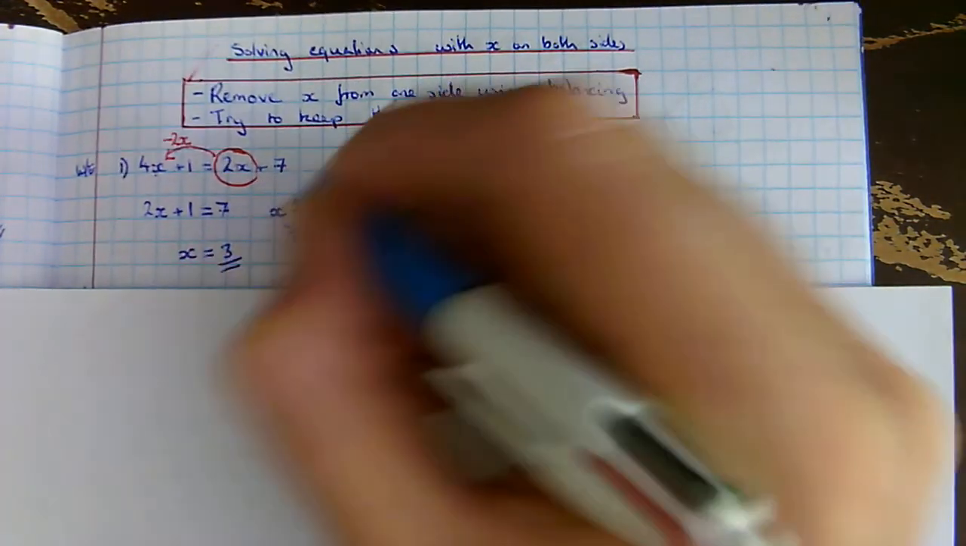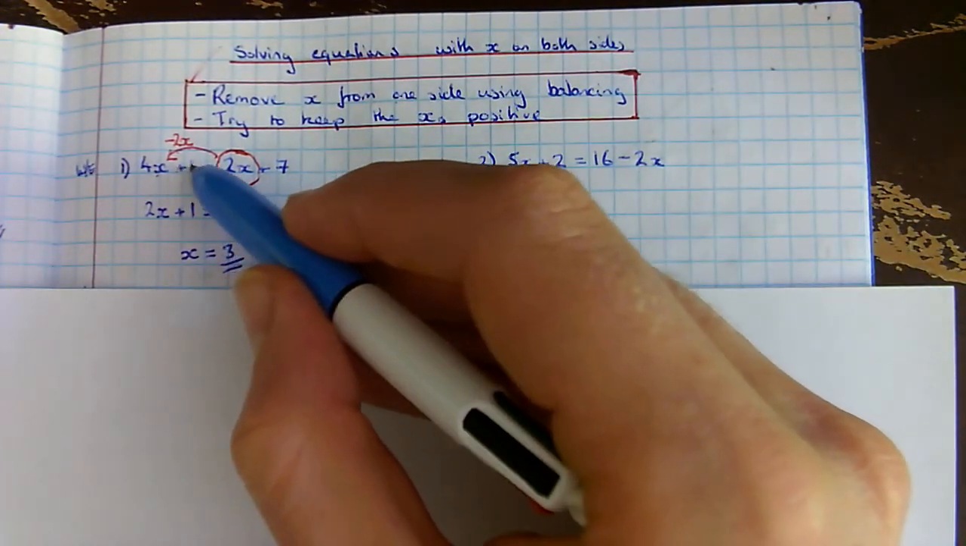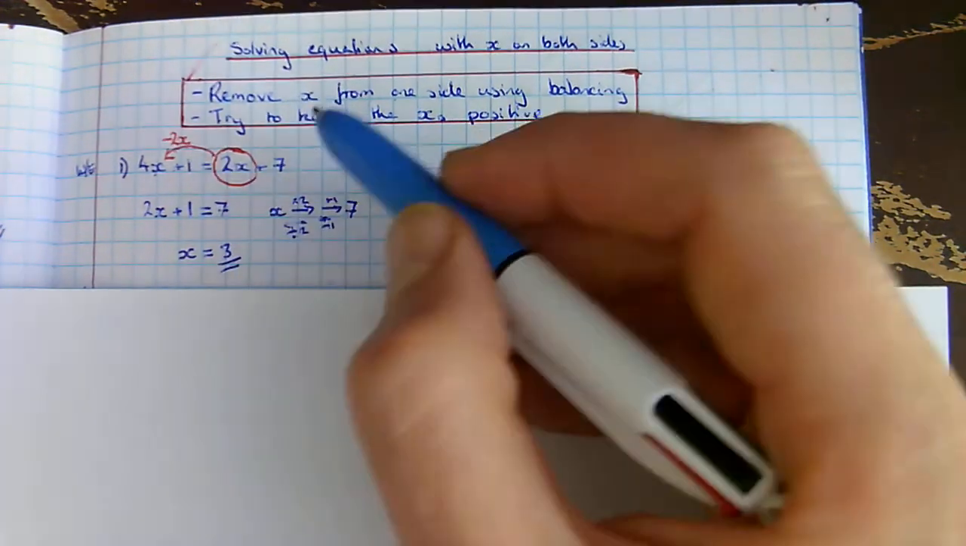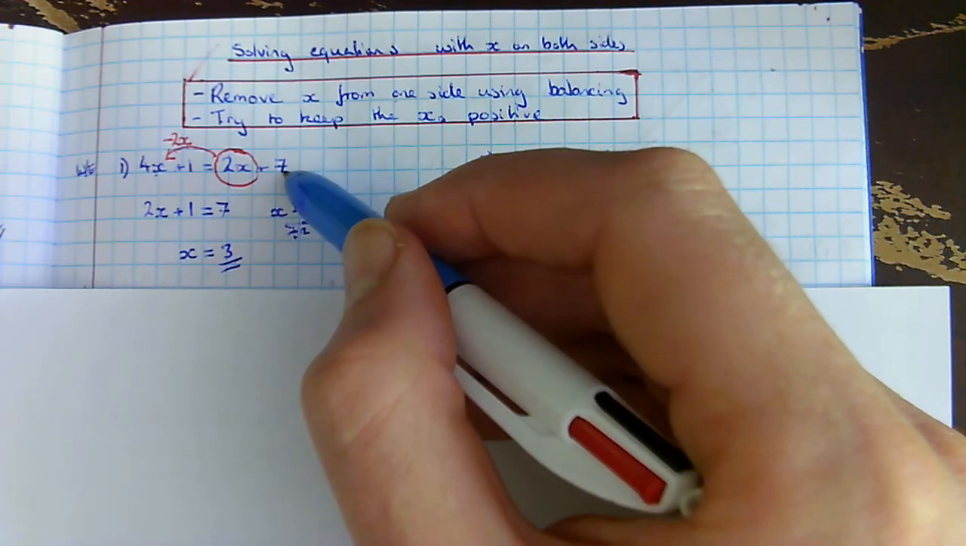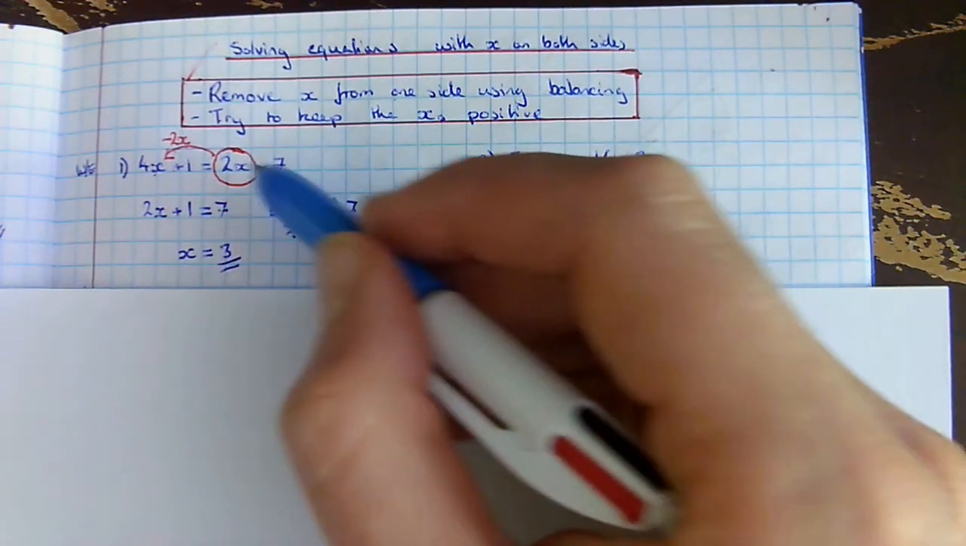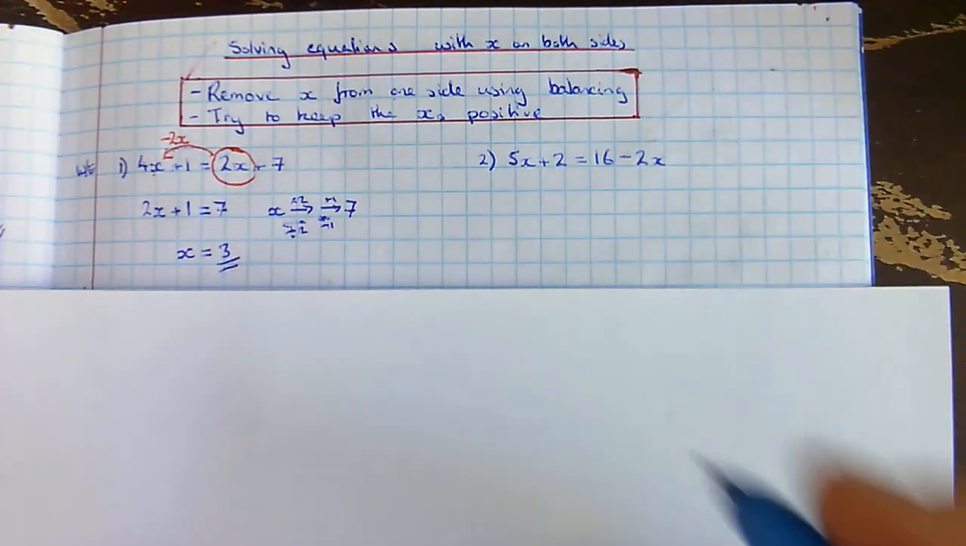And again, we could check that. 4 times 3 plus 1 gives me 13. 2 times 3 plus 7 also gives me 13. So both sides are equal to 13, they're both equal to each other.